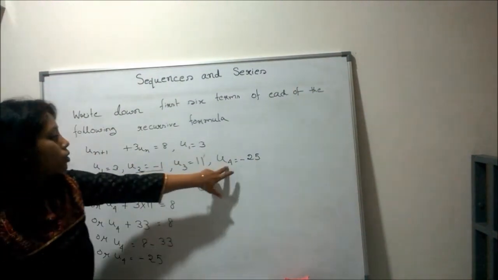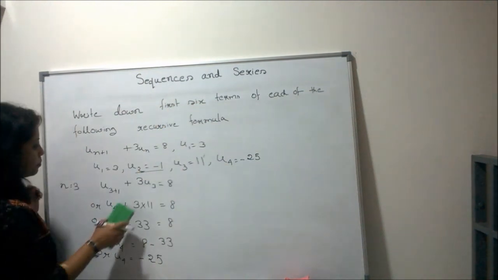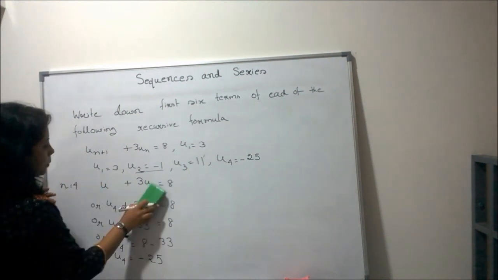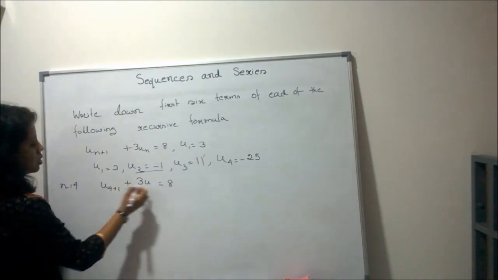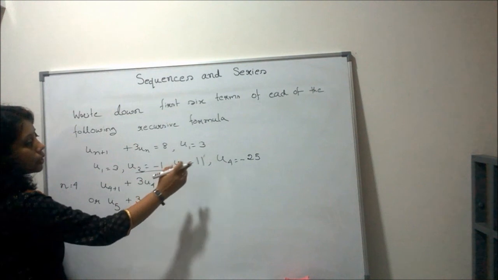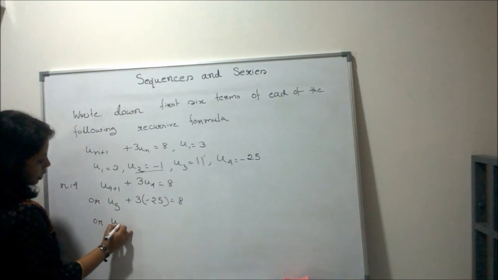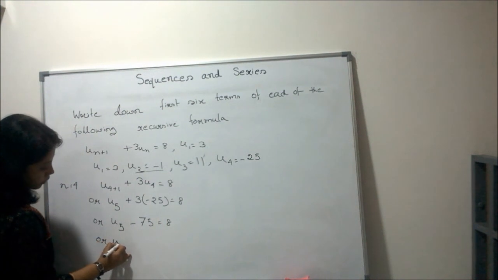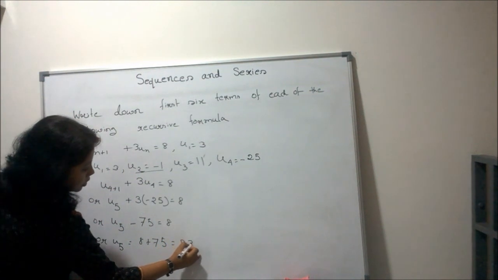So 1, 2, 3, 4. We have to find 2 more, as there are 6 terms. So now we take n is equal to 4. So 4 plus 1, that is u5 plus 3 u4, where u4 is minus 25, is equal to 8. So u5 minus 75 equals 8. So u5 is 8 plus 75, that means 83.